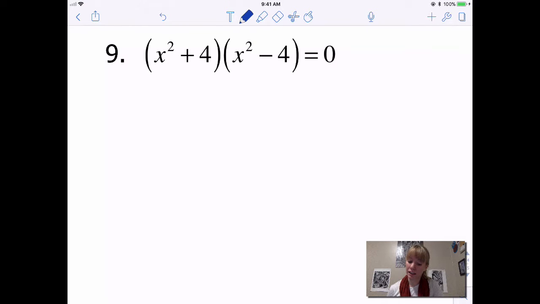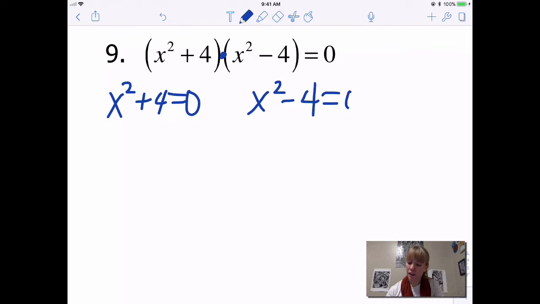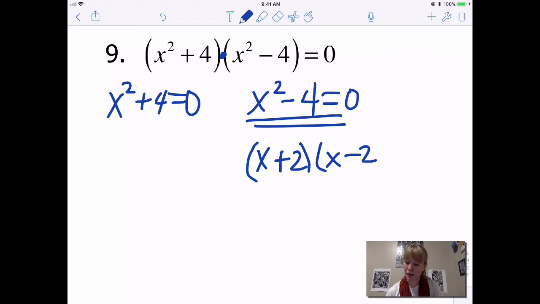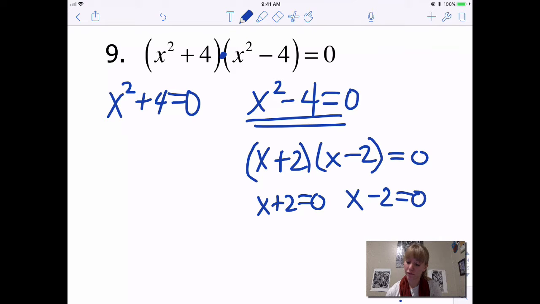Okay, number 9 is going to get a little tricky. I've got x squared plus 4 and x squared minus 4, so I can set each of these equal to 0. And I'll notice that this second one is a difference of squares, so I can factor that one further. I'll get x plus 2 and x minus 2. And in this case, I'll get an x plus 2 equals 0 or an x minus 2 equals 0. So those two x values will be x equals plus or minus 2.